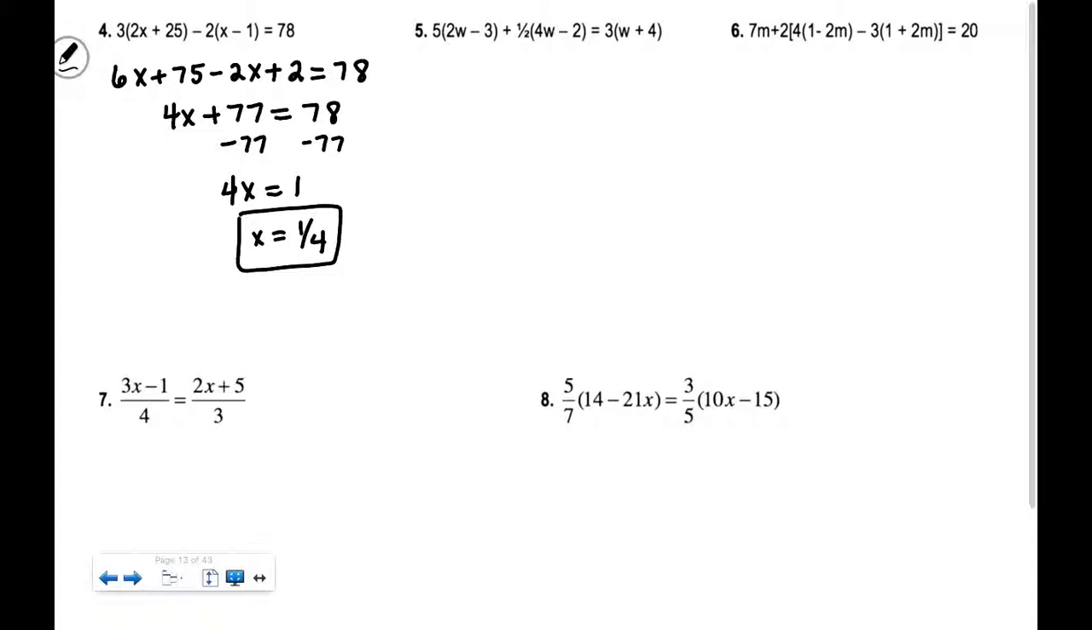All right, the next one, we're going to distribute our 5. So I have 10w minus 15 plus, I'm distributing the 1/2, so 1/2 of 4, whoops, I don't know what happened there. 1/2 of 4 and 1/2 of negative 2. So I'm going to have 2w minus 1 equals 3w plus 12. Combine our like terms on each side. So I have 10w plus 2w is 12w. Negative 15 minus 1 is negative 16.